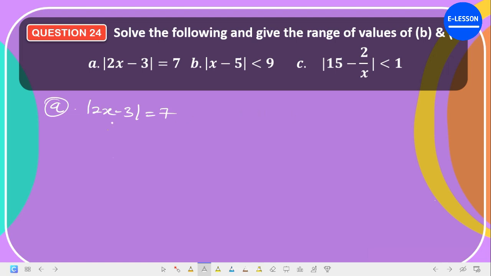Since we know that the absolute value can be either a positive value or a negative value, instead of writing this equals 7, we can say minus 7 is also equal to 2x minus 3, and this is also equal to 7. Why did we write it like that? Because the absolute value can be positive or what? Negative. So if they give you only the positive, you have to introduce the negative inside. Now, how do we solve this equation?